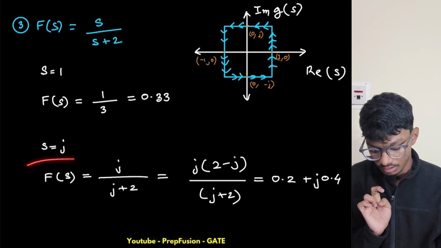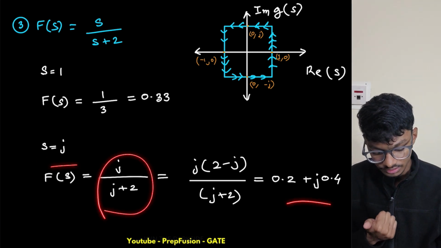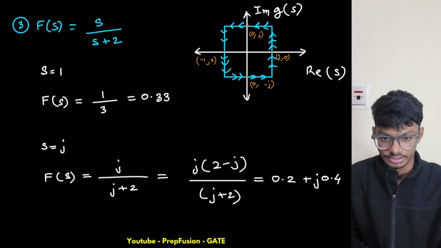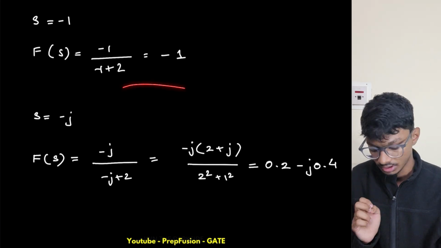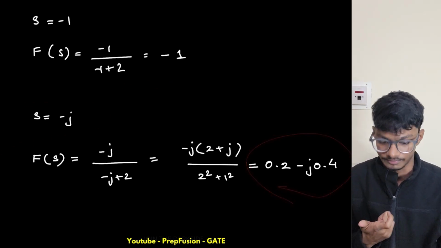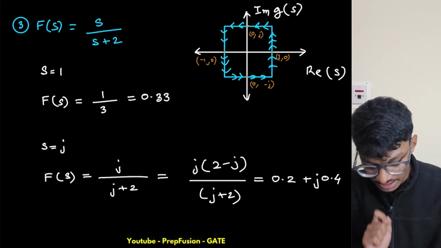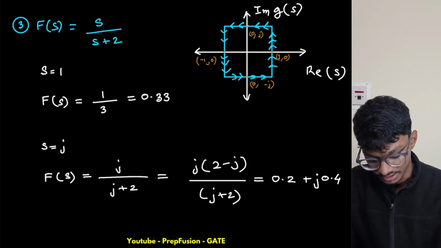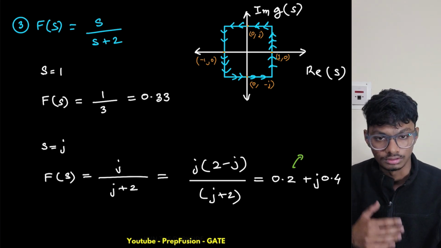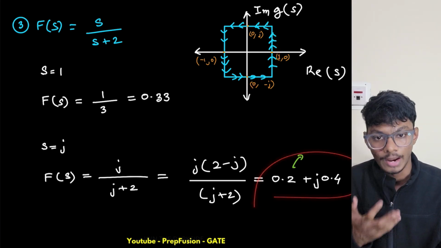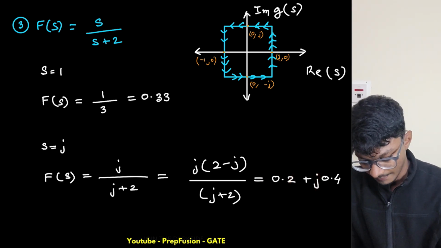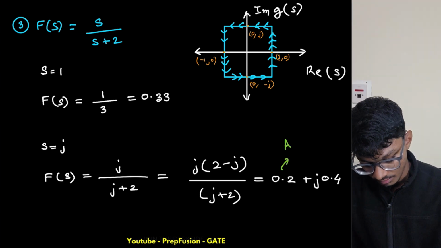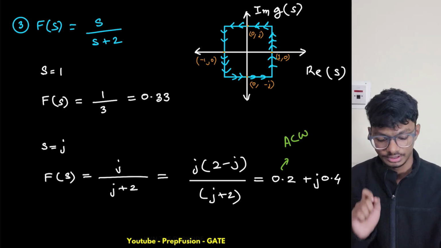Now if I put s equals j, what do I get? I get 0.2 plus j 0.4. Again, if you put s equals minus 1, you get minus 1. This time you get a finite non-zero number. And s equals minus j, you get the symmetrical point. What do you notice here? You notice that it is again moving in the anti-clockwise direction. My contour is moving anti-clockwise, and the mapped contour is also moving anti-clockwise, because the imaginary component is positive. So this is moving in the anti-clockwise direction.